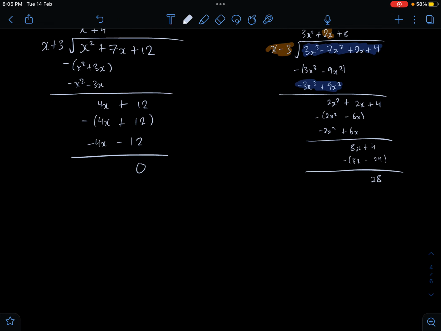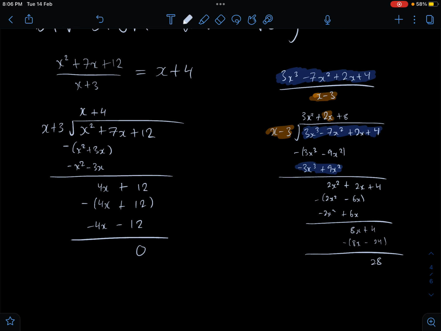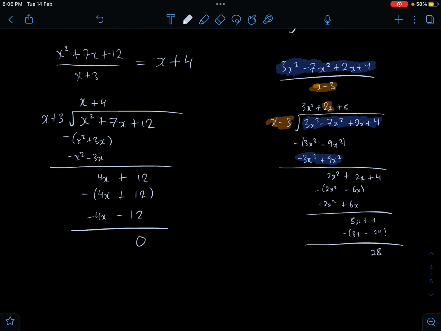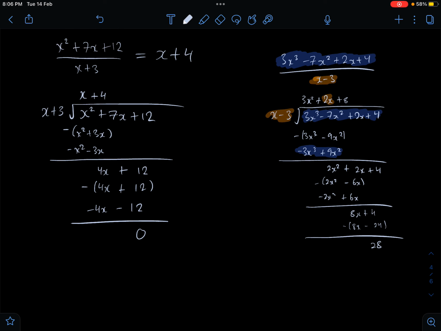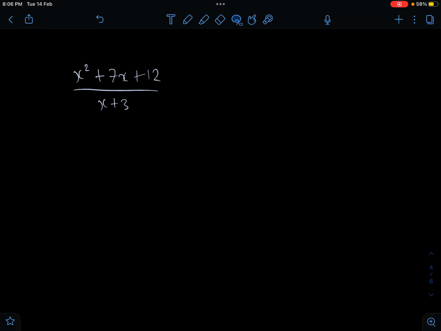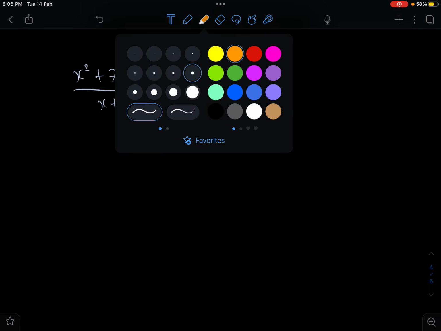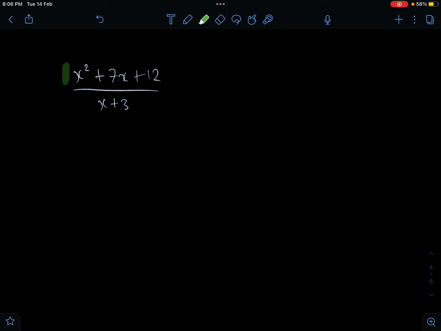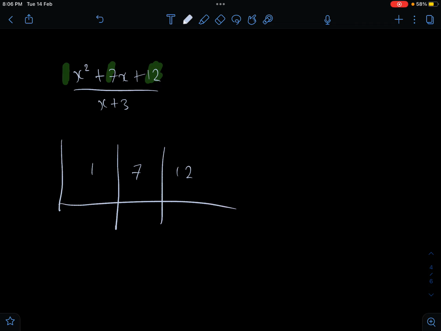So we're going to take these exact same numbers that we had up here. We're going to work with the left side first, because that was much simpler. So x squared, oh, actually I'll just copy down this equation. Copy, paste, nice and simple. And what we're going to do is look at the coefficients here. So 1, 7, and 12. We're going to make columns and cut it across here.